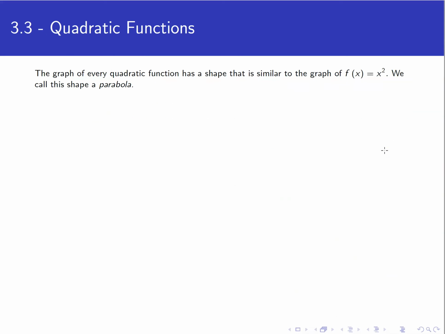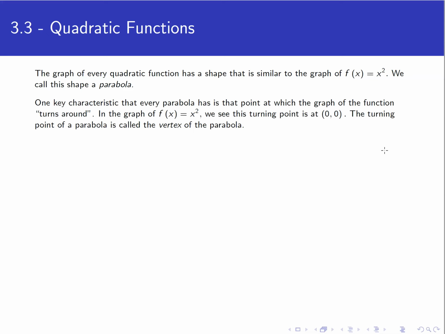Every quadratic function that we run across will have this same basic U shape. It may be flatter, it may be skinnier, it may be upside down, and it may be moved around, but every quadratic function has that same basic shape, and that shape is what's referred to as a parabola.